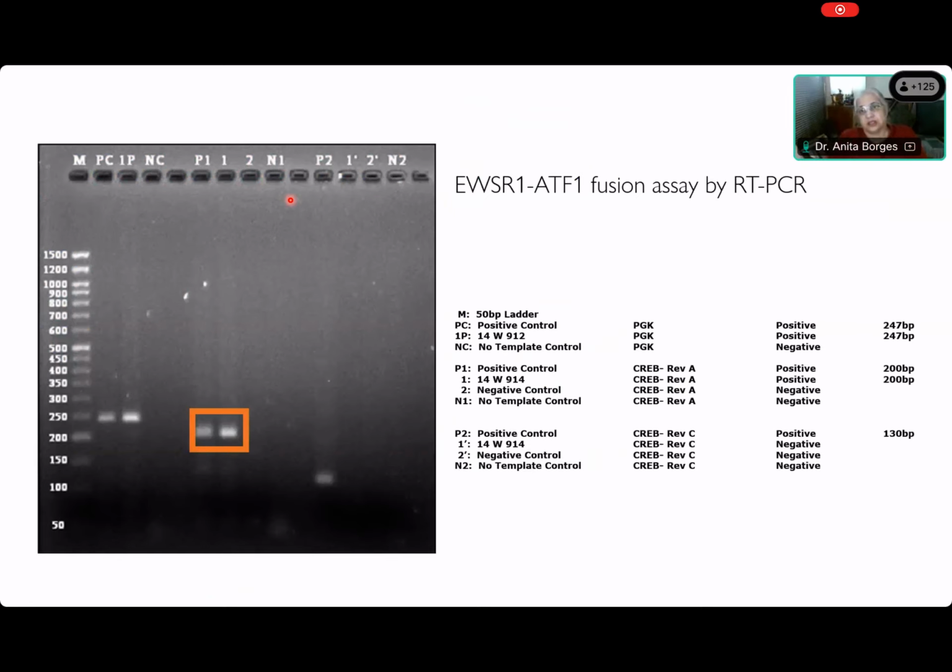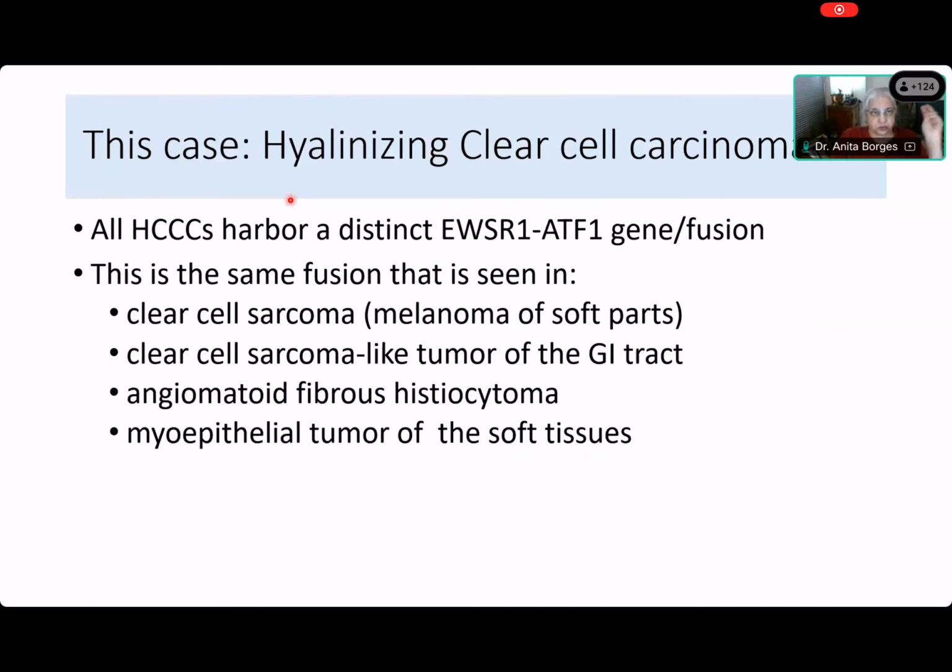In this case, anyway, we did the RT-PCR, and it is very definitely a clear cell carcinoma. This was in the oral cavity, and you can see the EWS-CREB translocation that is being found in this tumor. Okay, so this case is a hyalinizing clear cell carcinoma. And you must know something else about this, that you get the EWS-ATF1 gene or the CREB, whichever one. And this is the same fusion that is seen in clear cell sarcoma, that is melanoma of the soft parts. Clear cell sarcoma used to be called tendosynovial sarcoma, but it's clear cell sarcoma of the soft parts.